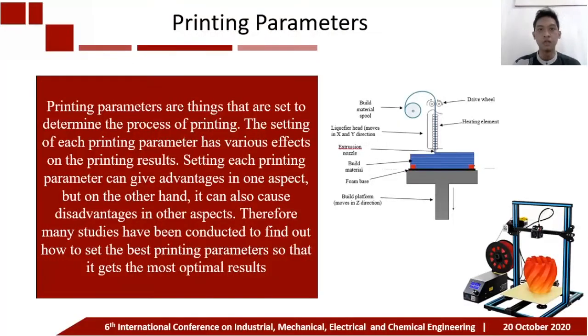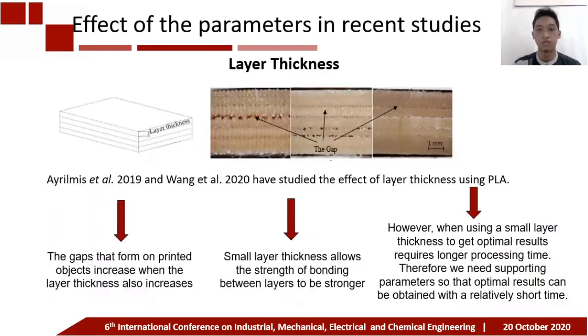First, about printing parameters. This is the description of printing parameters, and this is an illustration of an FDM 3D printing machine. Printing parameters are things that are set to determine the process of printing. The setting of each printing parameter has various effects on the printing result. Setting each printing parameter can give an advantage in one aspect, but on the other hand, it can also cause disadvantages in other aspects. Therefore, many studies have been conducted to find out how to set the best printing parameters so that it gets the most optimal result.